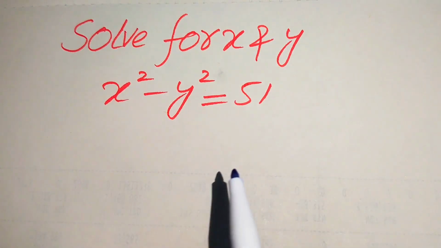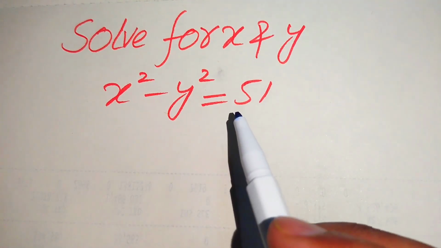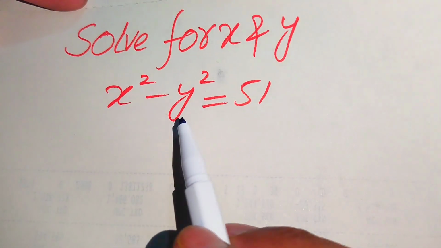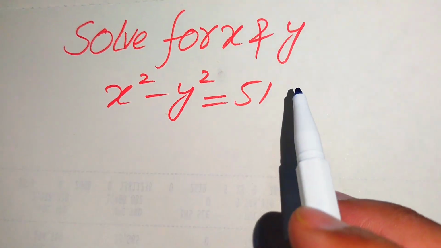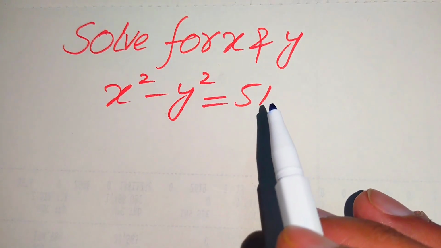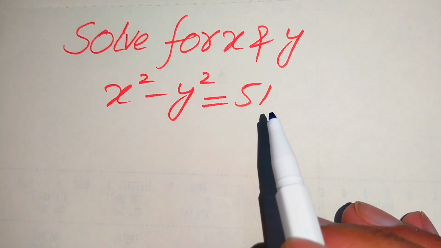Hello everyone, welcome to solve this nice math Olympiad algebra problem. So here we have x square minus y square equals to 51, and we solve this problem for all the values of x and y.